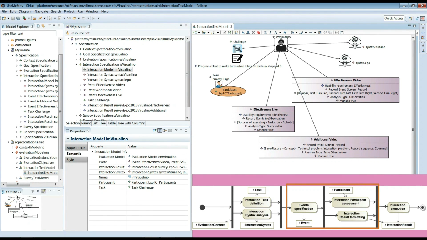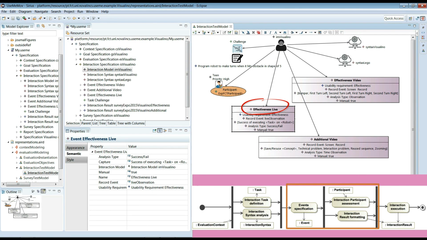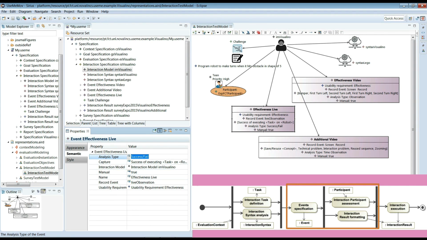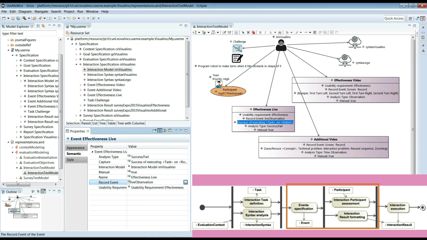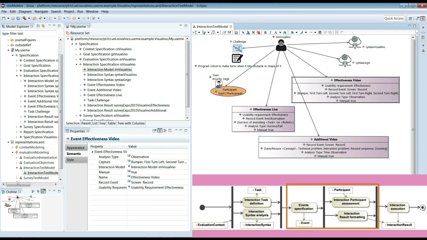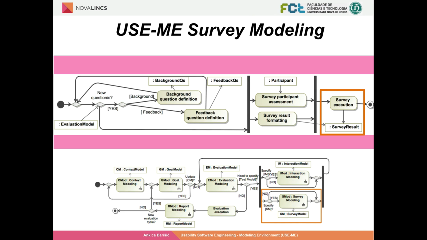Further, 3 events are defined to be captured. Events effectiveness video and effectiveness live are meant to collect the data which will measure usability requirement effectiveness, described as the correctness of solving the challenge task. They capture success or failure of modeling the captured concepts. Result analysis is set to be manual observation. When the evaluation model is ready, we can proceed with the evaluation execution.